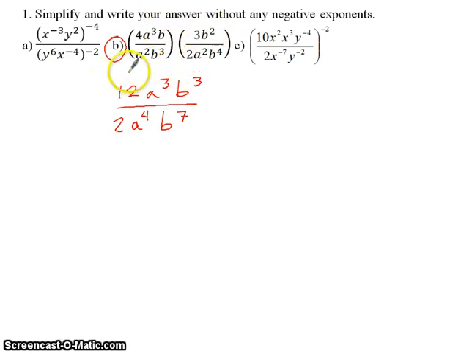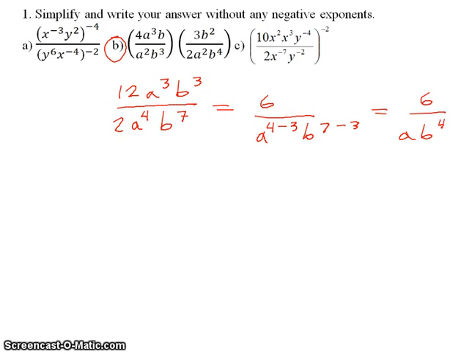And then we have 2 a's multiplied times 2 a's. We have a total of 4 a's, and then 3 b's times 4 b's gives us a total of 7 b's. And at this point here, we have a 12 divided by 2, which is 6. And if I have 3 a's over 4 a's, well, we subtract, and we're going to have 1 a down below. And we have 3 b's over 7 b's, we subtract, and we have 4 below.